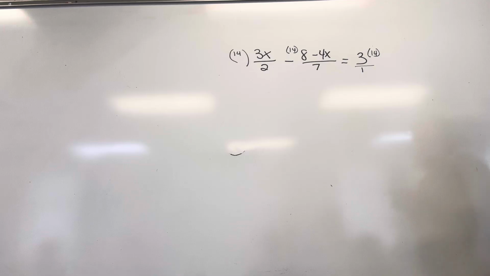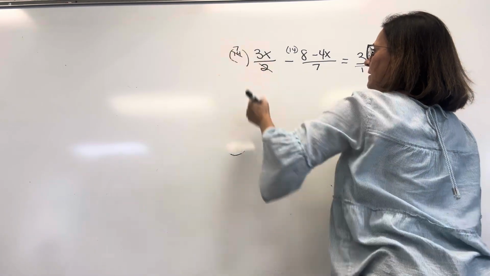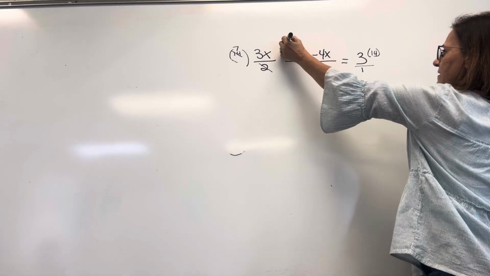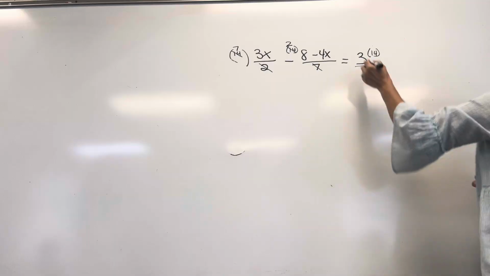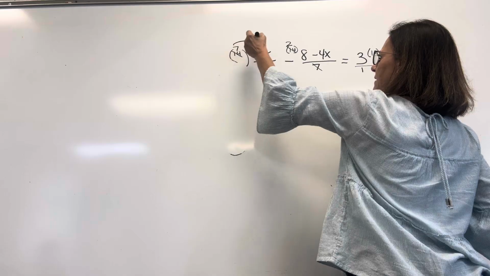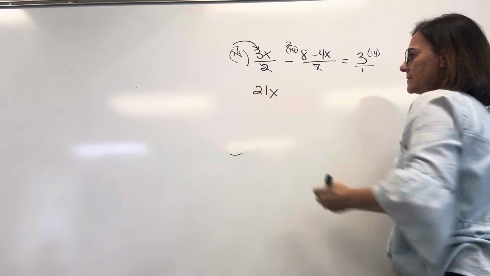And before I multiply, I'm going to simplify. The first 14 becomes a 7. I simplify the second term, that becomes a 2. And that's just 3 times 14. All right, this first term is easy. 7 times 3x is 21x.